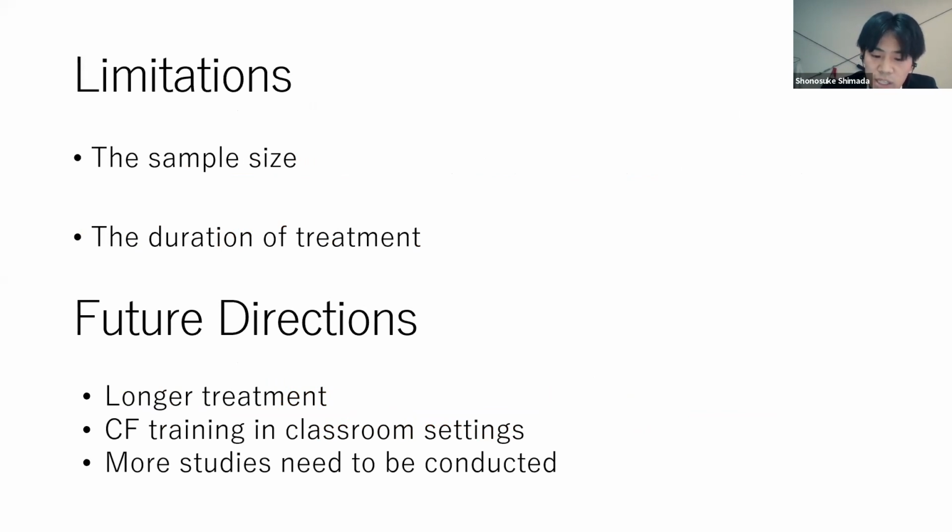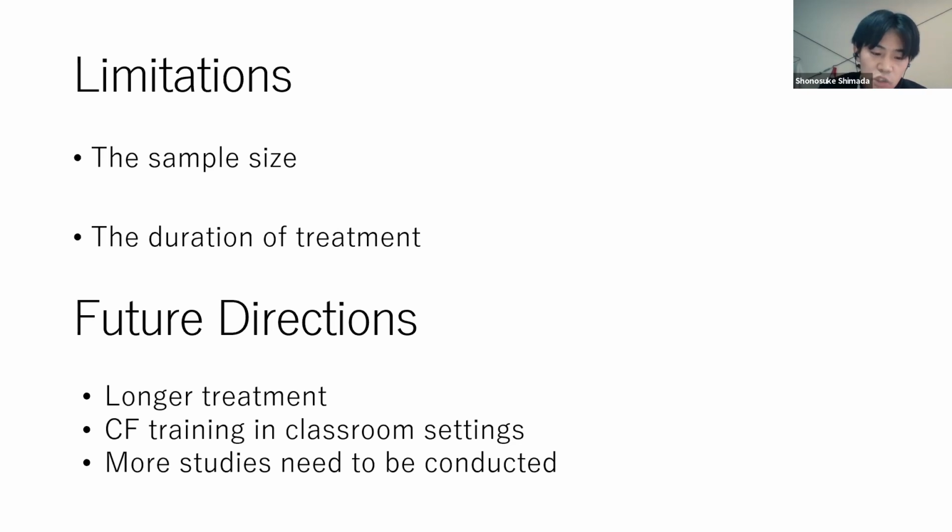And the first one is the sample size was quite small, making it difficult to analyze the result. And the result might be different depending on the sample size. And another limitation is the duration of treatment. In the current study, students only had 30 minutes to train to provide CF. So longer treatment would result in different findings.